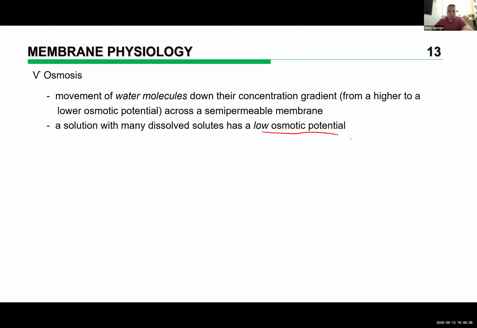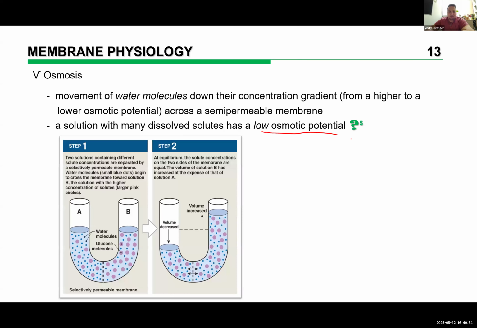Wherever there's more solute, we call that a low osmotic potential. I know it's kind of counterintuitive, but low osmotic potential means there's a low potential for water to leave that environment by osmosis. And the reason for that is there's a lot of solute there. So wherever there's more solute, there's a lower osmotic potential.